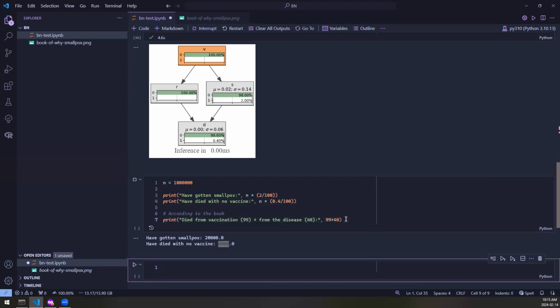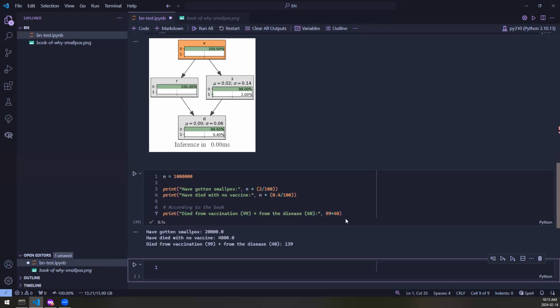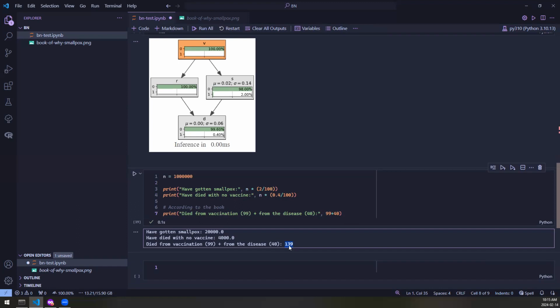Again, I'm basically reproducing what's there. So that means in total 139 children will have died by taking the vaccine and because of the disease. Okay, now let's take a look. Let's compare how many will have died without the vaccine compared to with the vaccine.